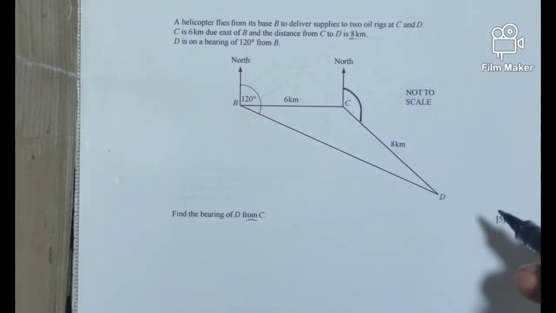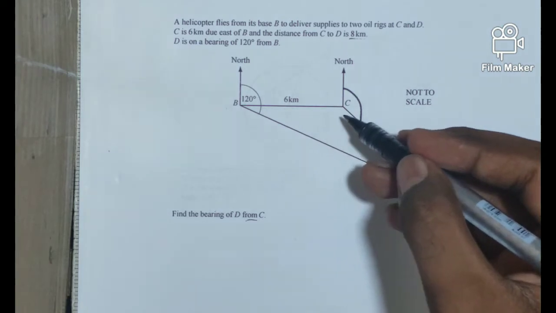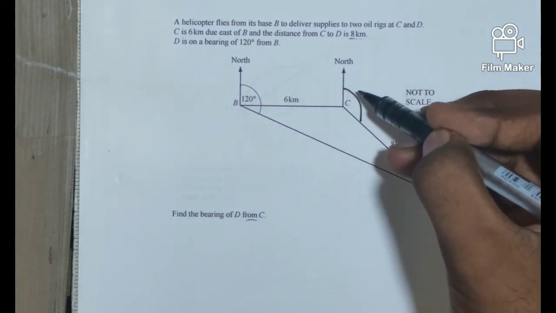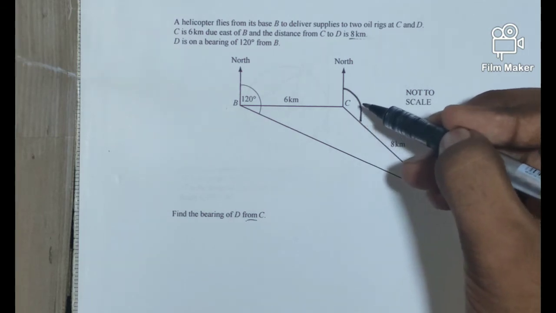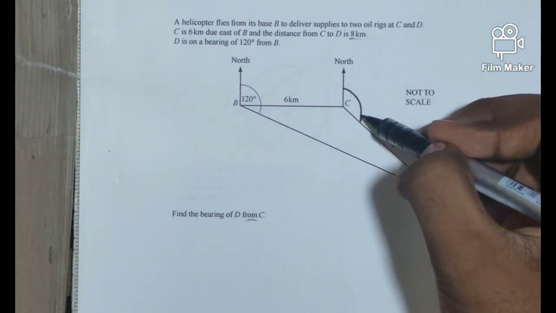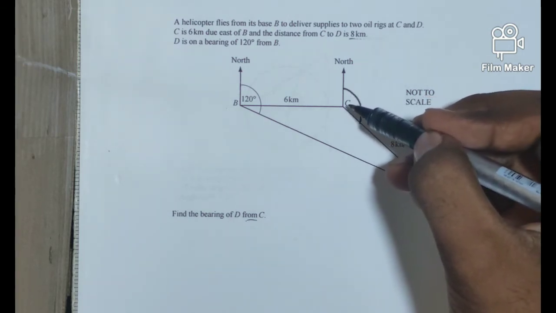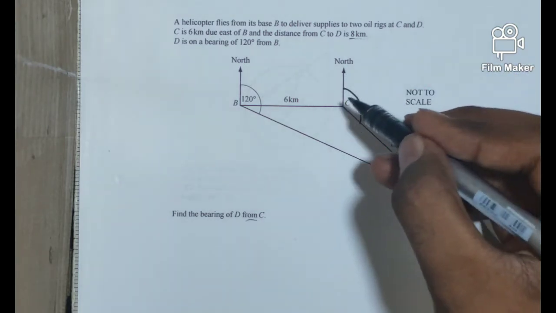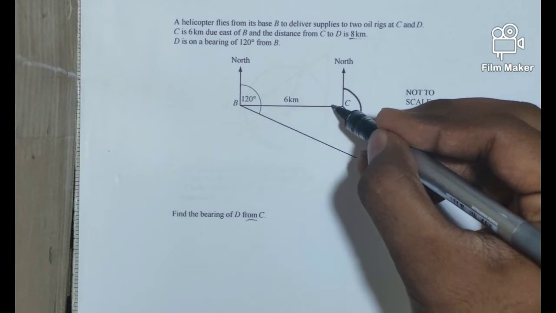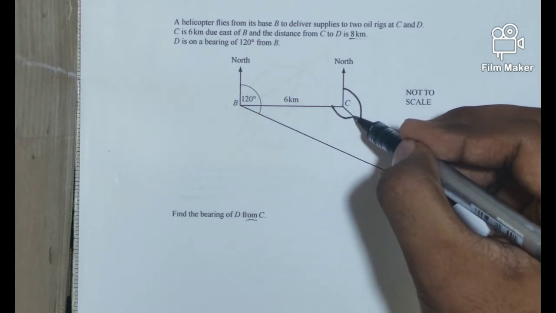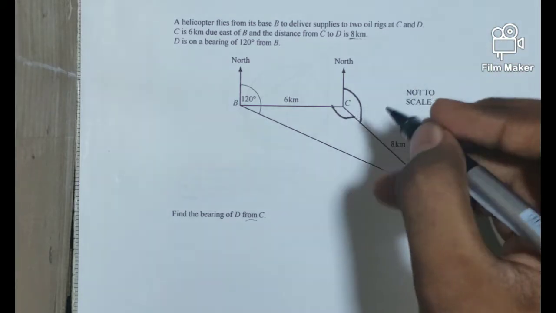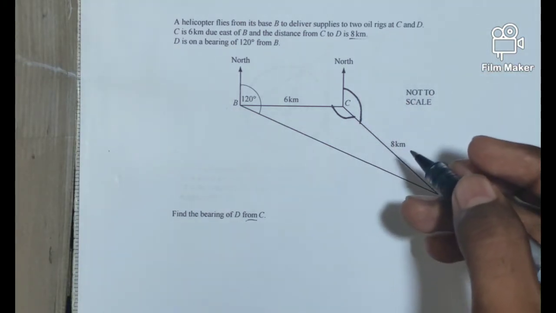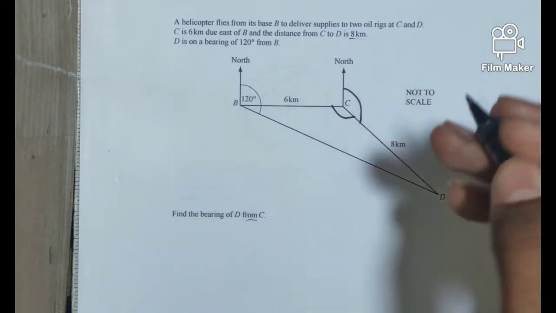As it says bearing of D from C, we will be starting from the north, moving in the clockwise movement. So we need to calculate this angle, but for that we need to find the value of this angle BCD. For finding this we need to use the sine rule, as we can see it is not a right angle triangle.